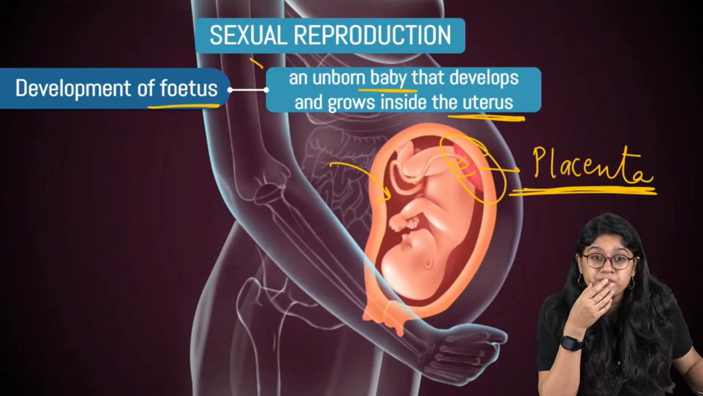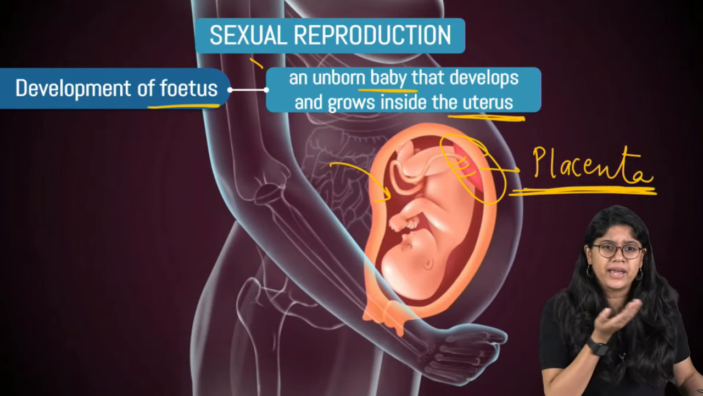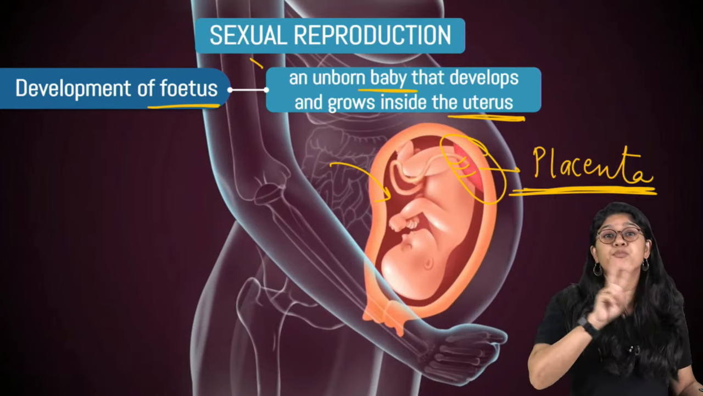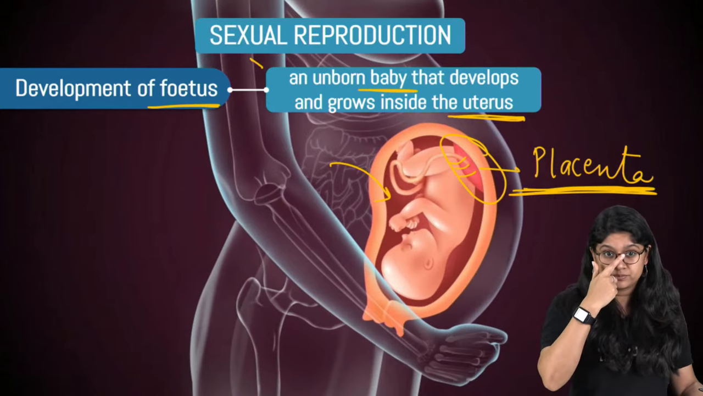Yes, Mayank, the X and Y chromosome in male can be equal and can go up and down, but they will have both chromosomes, X and Y.